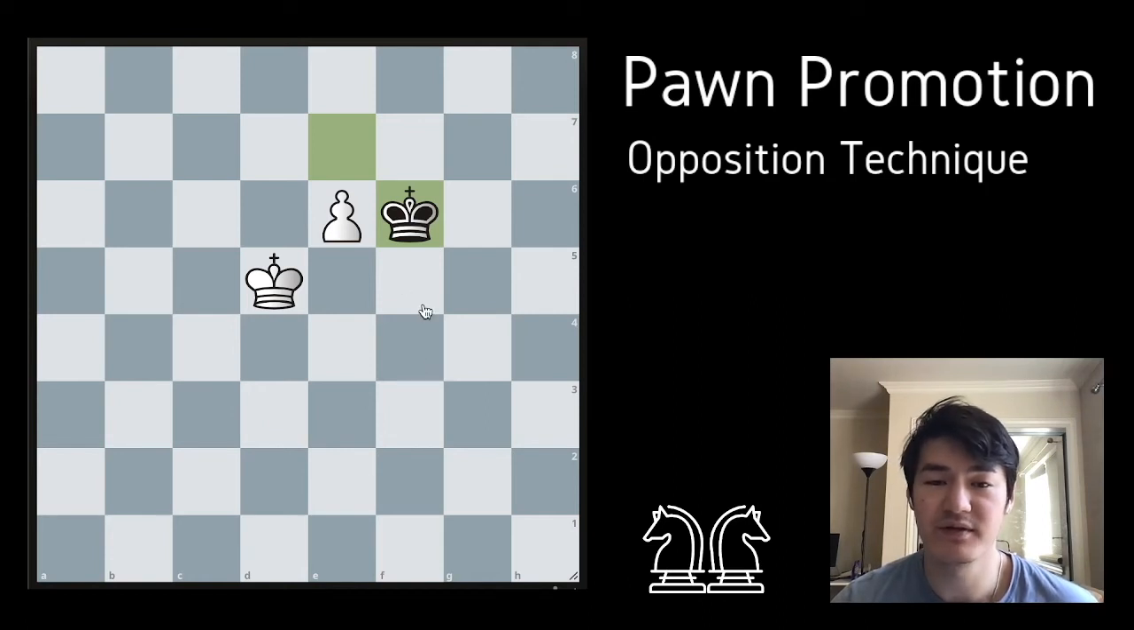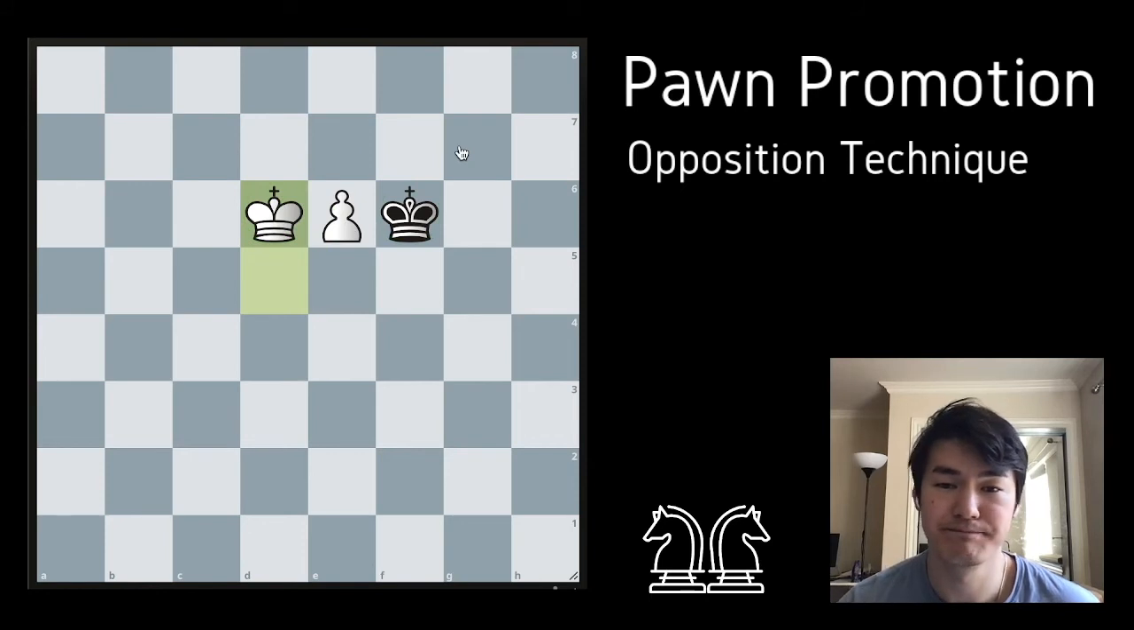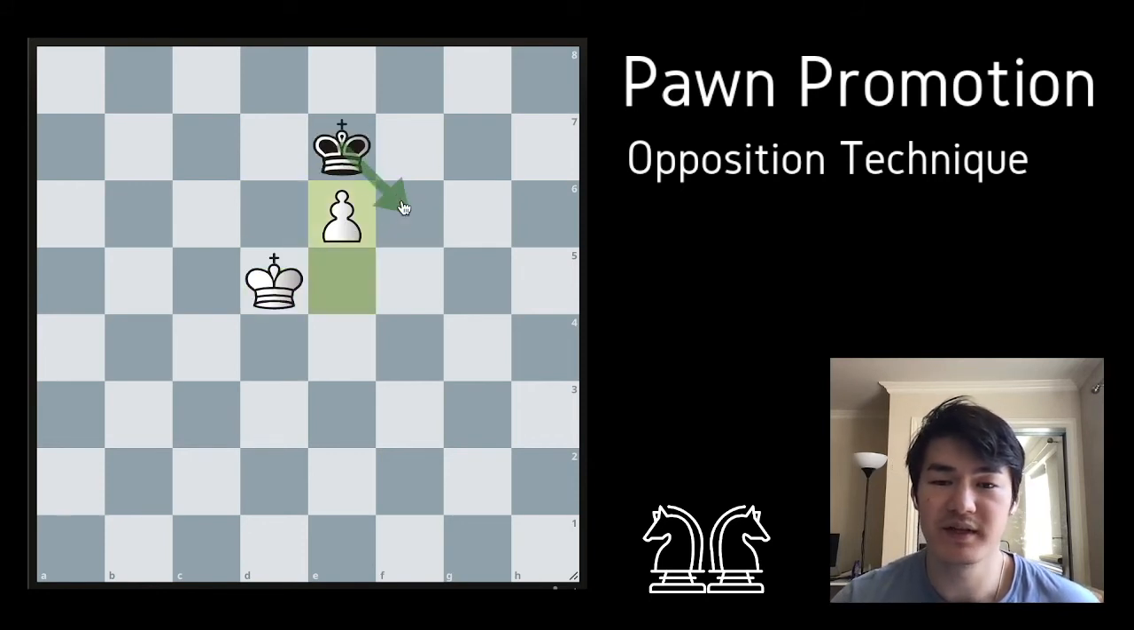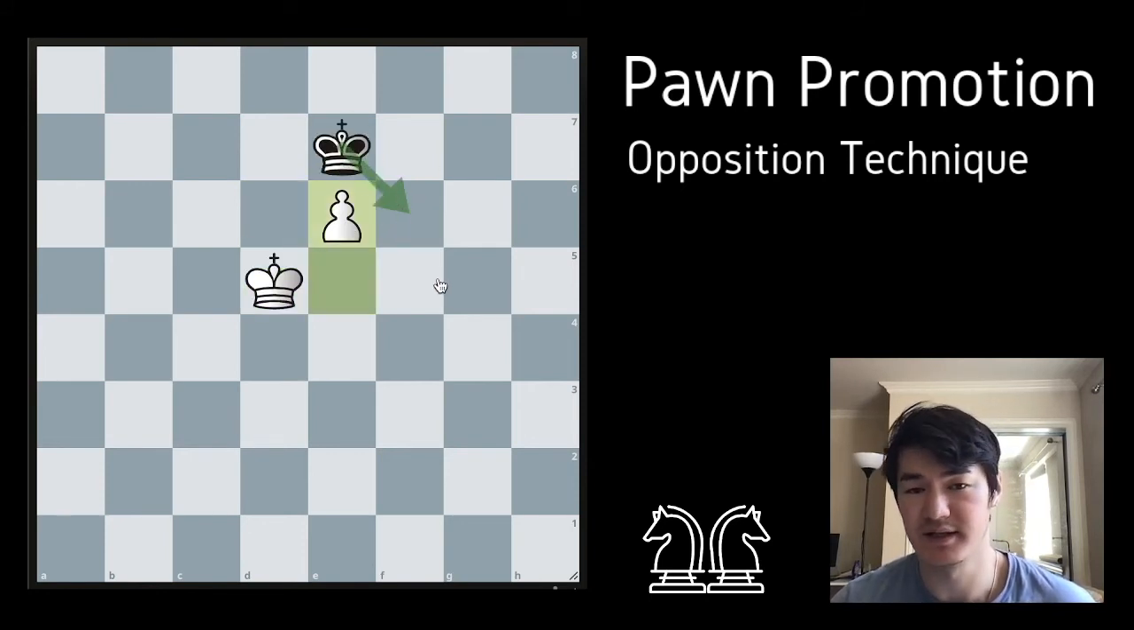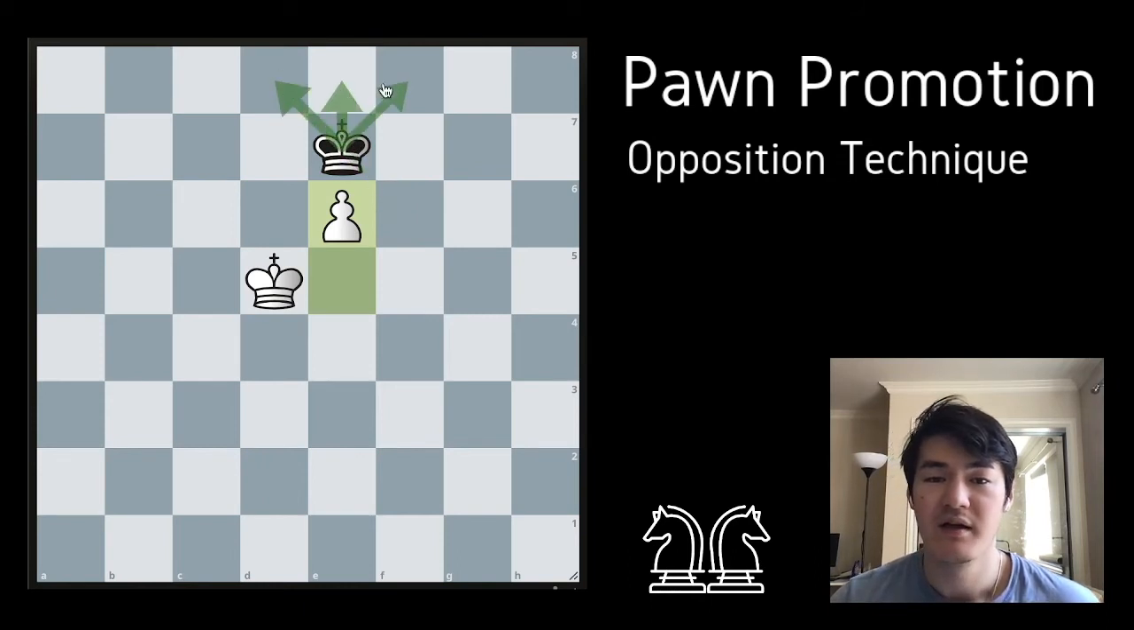So the best move for white to do is not to push the pawn because nothing protects it. It's actually to move the king to take the opposition. Remember, we want to take this opposition horizontally so we are able to promote the pawn. So that's why moving the king to f6 is not a good idea. Now, if the king wants to go to the 8th rank, there are 3 options for this black king. And out of these 3 options, only one of them is good. And everybody, it is the middle one.